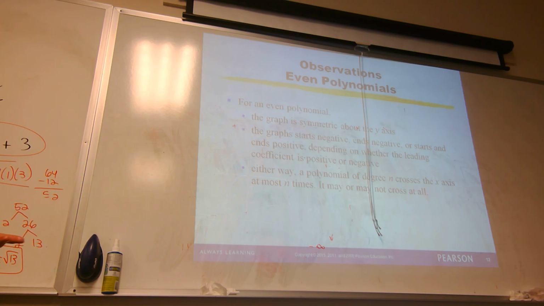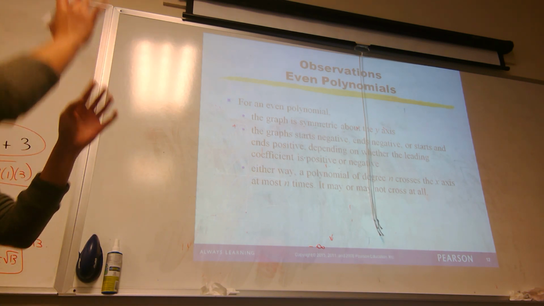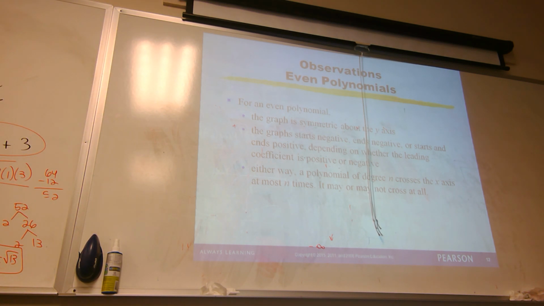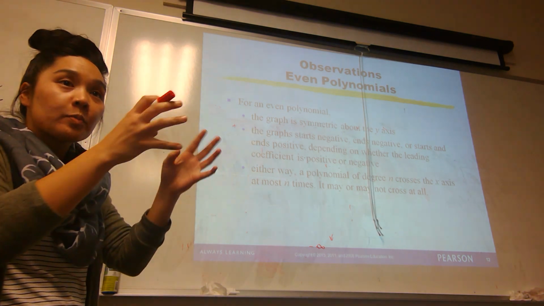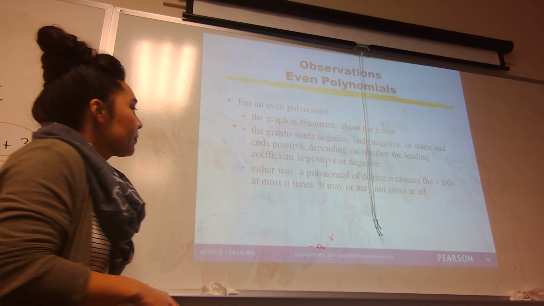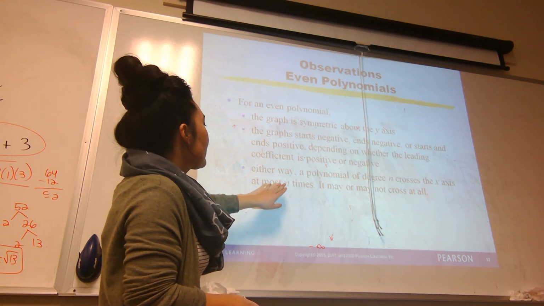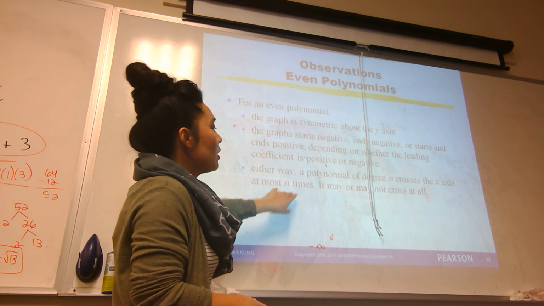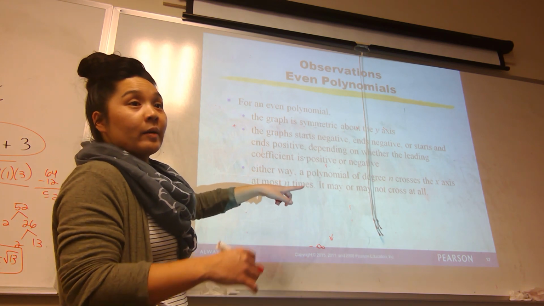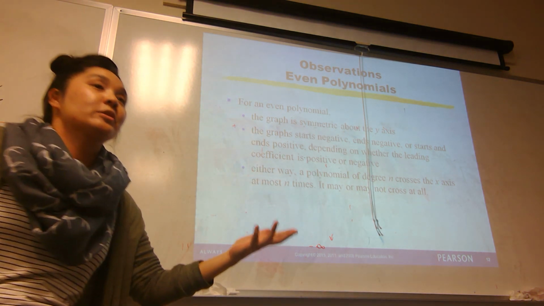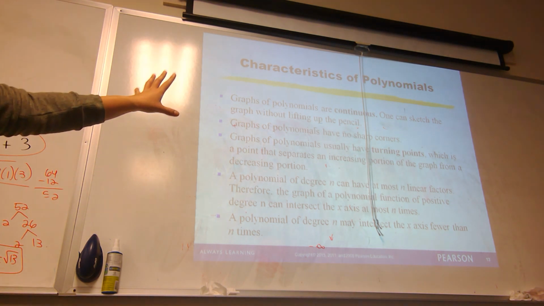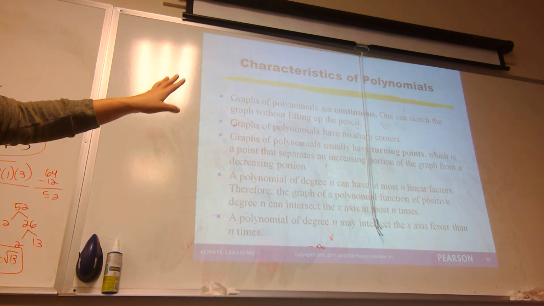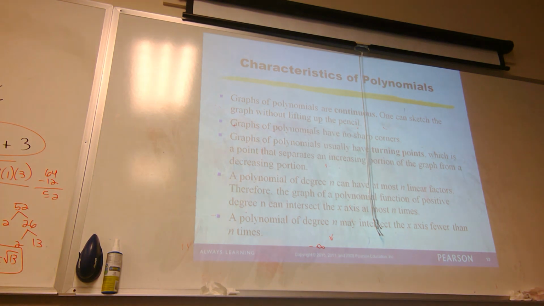Even polynomials are symmetric about the y-axis. It starts negative and ends negative, or starts positive and ends positive. It crosses the x-axis at most n times, or it might not cross it at all, right? You might not have an x-intercept. All right, so these are characteristics of polynomials. They're continuous. They do not have sharp corners.